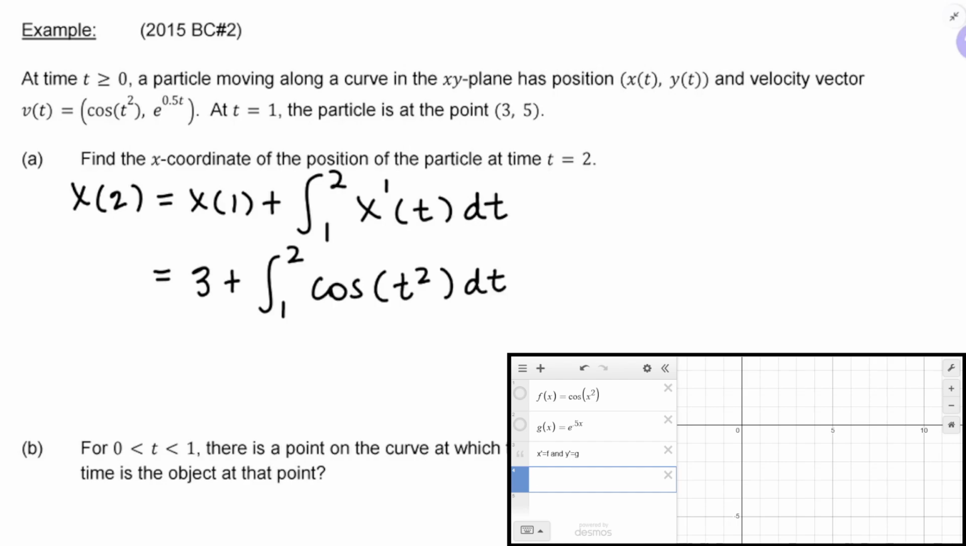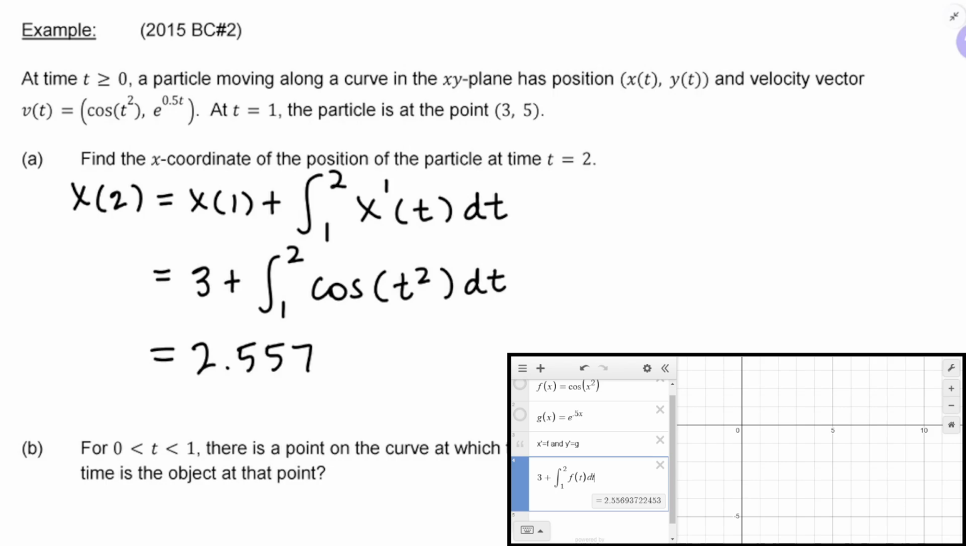So we're going to add that in, and then we're going to go to the calculator and say 3 plus the integral from 1 up to 2. Now, x prime is f. We can even call it f of t dt, because that's just the variable of integration. And that's going to give us 2.557. And that's the x-coordinate of the position. Okay, so we're good there.